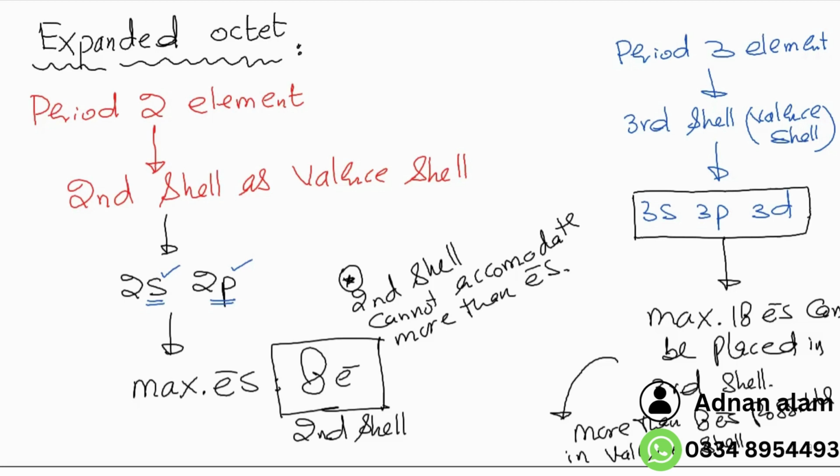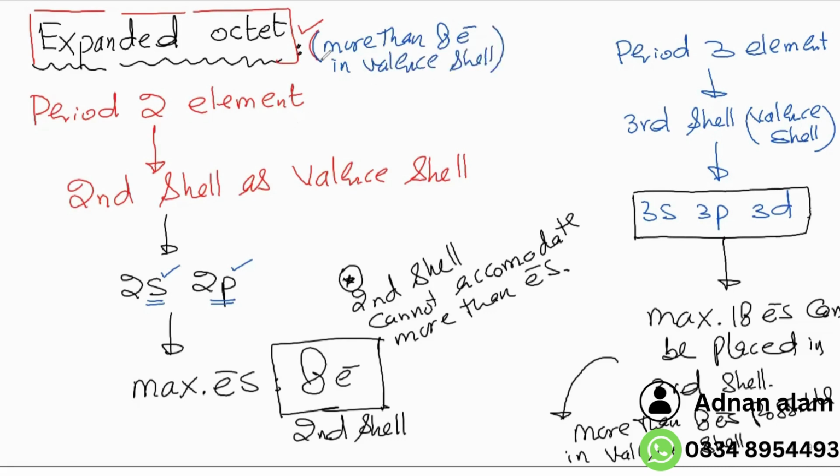So if more than 8 electrons are coming in the valence shell, we say this shell has expanded octet. What does expanded octet mean? More than 8 electrons in the valence shell. This will be known as expanded octet, right? Any question or confusion? No question. Let me give you an example.